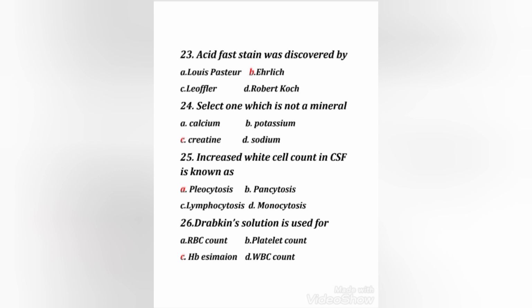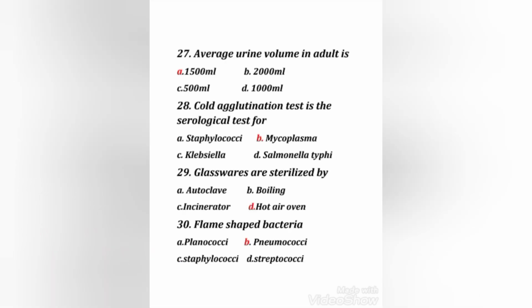Next question. Drabkin solution is used for RBC count, platelet count, hemoglobin estimation, WBC count. The right answer is option C. Drabkin solution is used for hemoglobin estimation. It contains potassium cyanide, potassium ferricyanide, potassium dihydrogen phosphate. This procedure is based on the oxidation of hemoglobin and its derivatives to methemoglobin in presence of alkaline potassium ferricyanide.